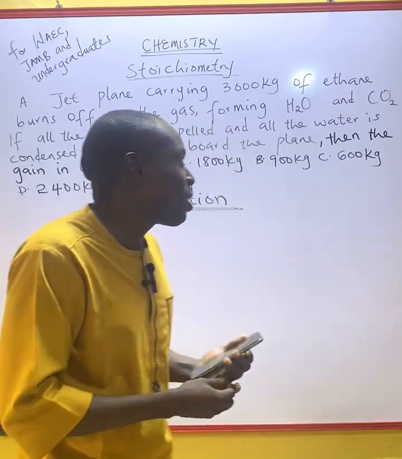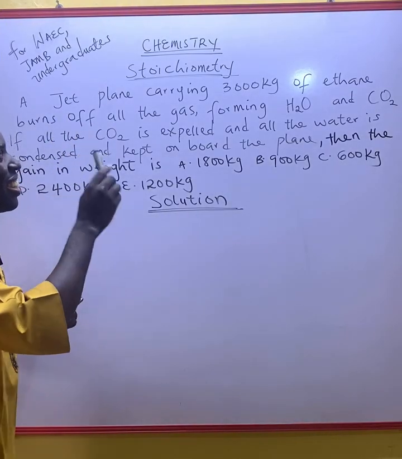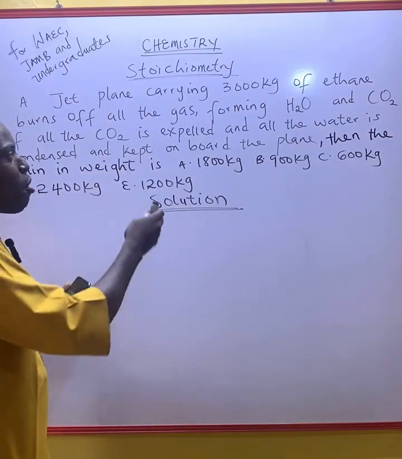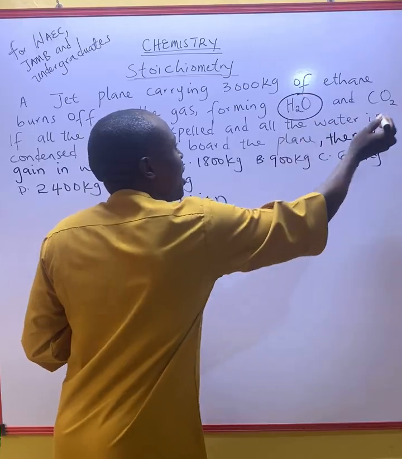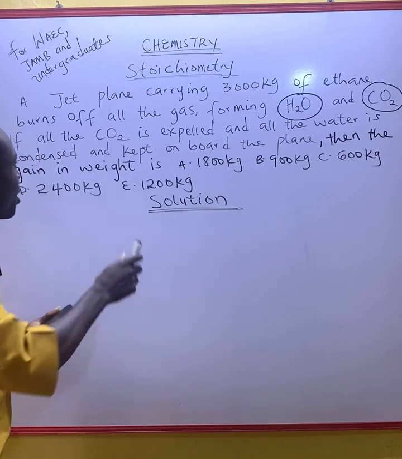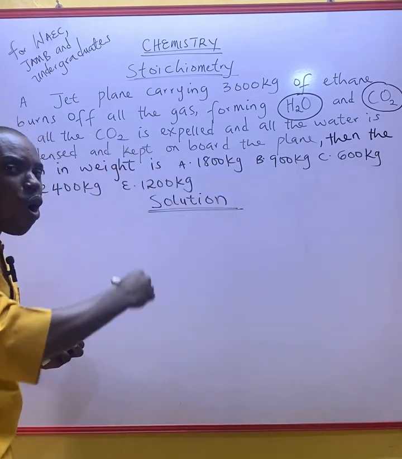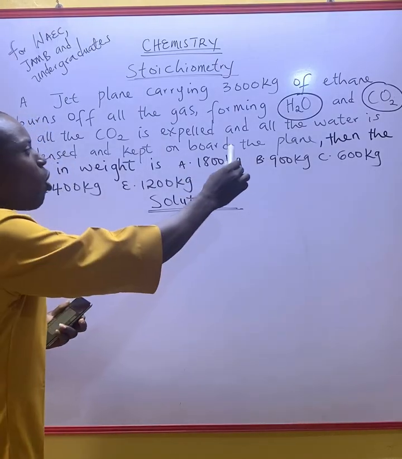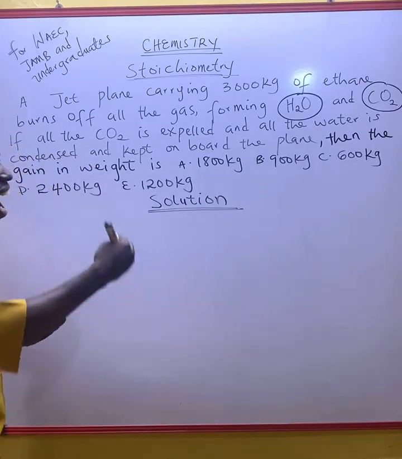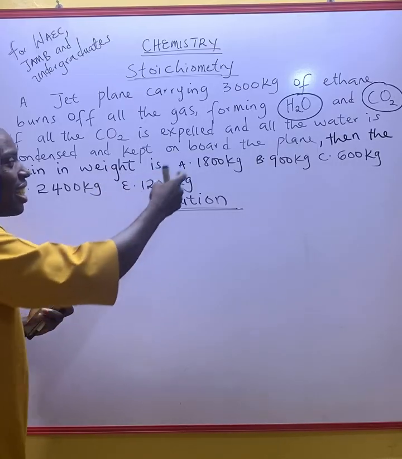Now to the business. A question given to us here says, a jet plane carrying 3,000 of ethane burns off all the gas, forming water and CO2. Now, a step-by-step approach. The questioner says, if all the CO2 is expelled, and all the water is condensed and kept on board the plane, then the gain in weight is, these are the options.